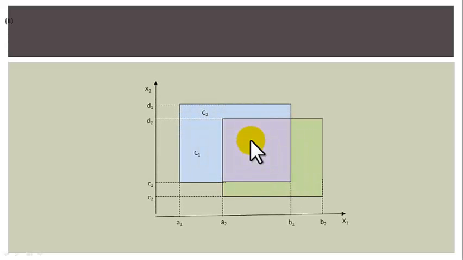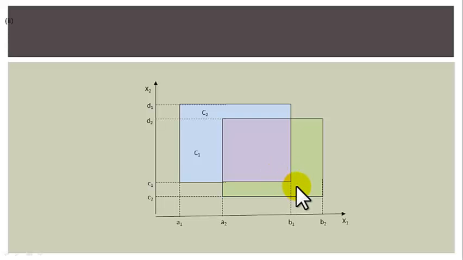Let us illustrate the properties using this diagram. Here, this space is R squared, and the product of the half open intervals A1, B1, and C1, D1 will form this rectangle. So let this be E1. And also the product of the half open intervals A2, B2, and C2, D2 will form this other rectangle. So let that rectangle be E2.